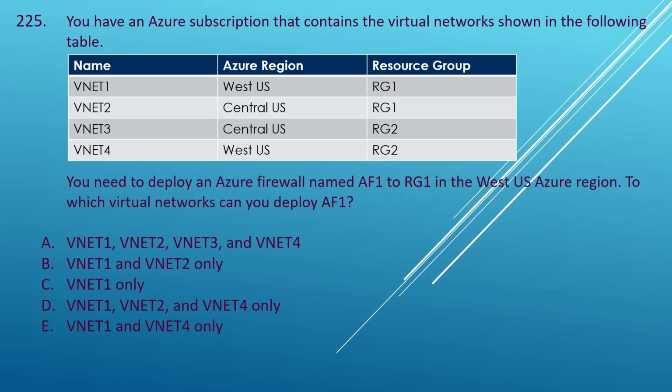Your options are all the 4 virtual networks, Virtual Network 1 and Virtual Network 2 only, Virtual Network 1, 2, and 4 only, and Virtual Network 1 and 4 only. And friends, the correct answer here is option C, Virtual Network 1 only. The firewall, virtual network, and the public IP address all must be in the same Azure resource group and same region.